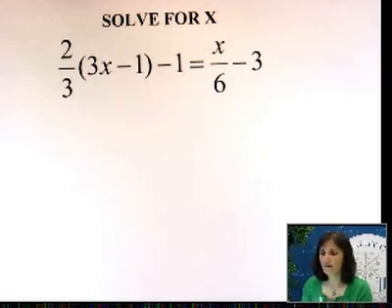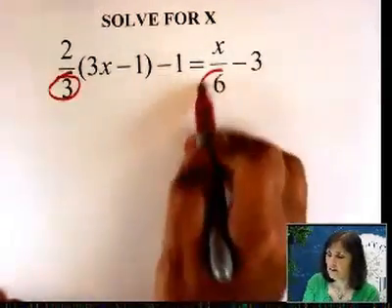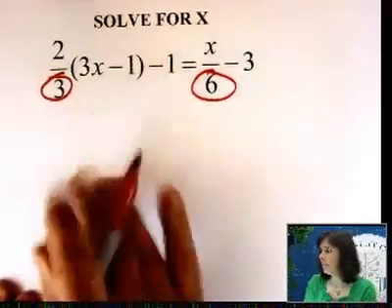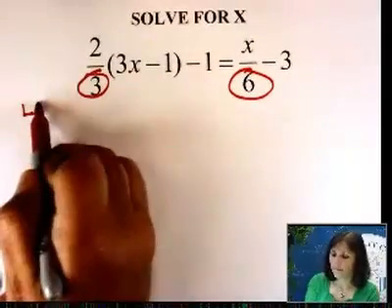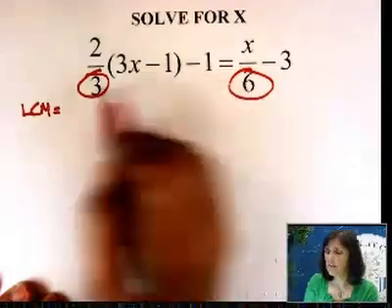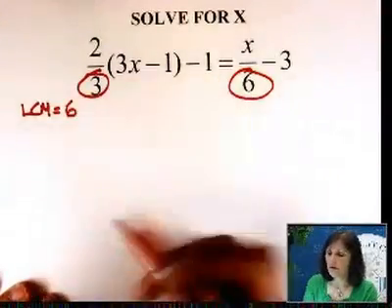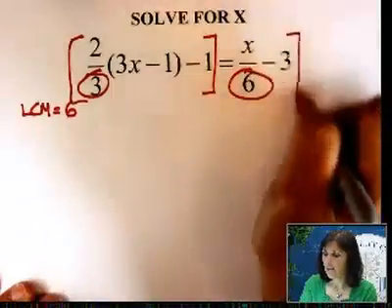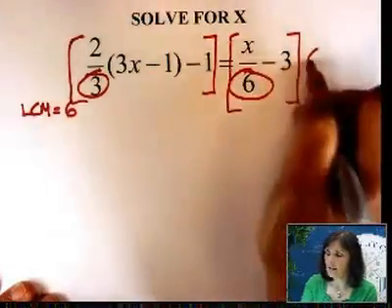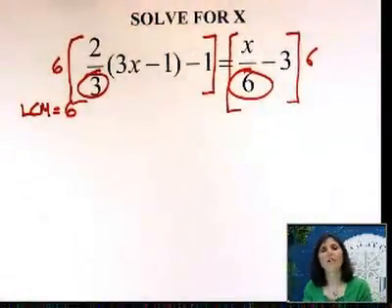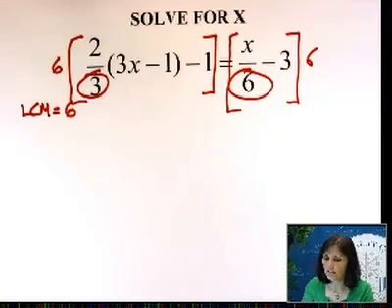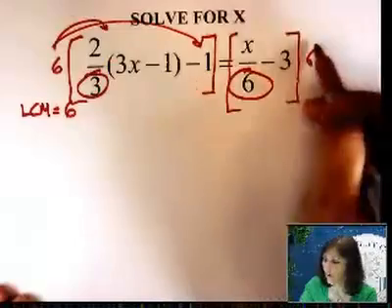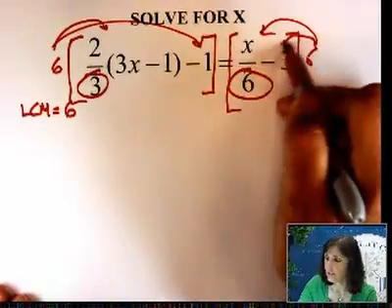Now, let's do it the same way. You have a 3 and a 6 in the denominators. What is the lowest common multiple? That is simply 6 because 3 goes into 6. Put your brackets around. That's not the only way. And multiply both sides by 6, just to get rid of those fractions. Now you're going to FOIL this out. It's the long way, but I'm going to tell you how that works.